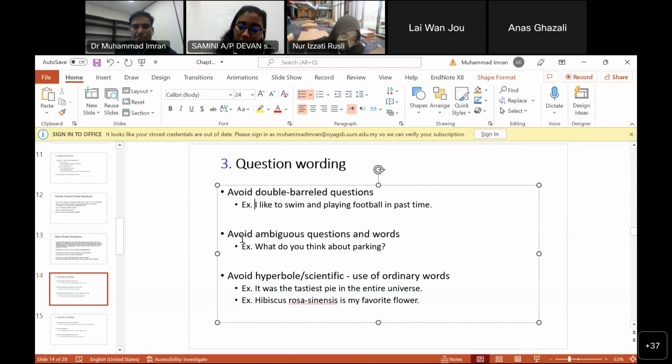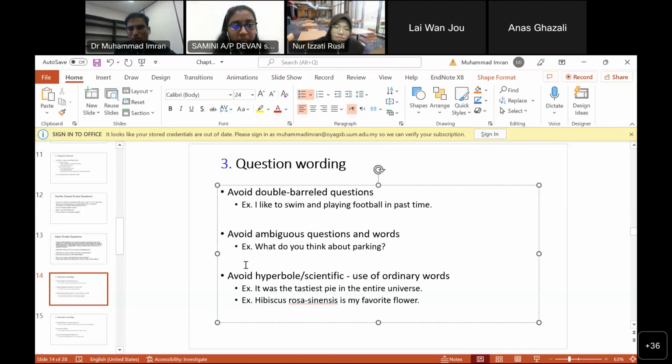Okay. Avoid ambiguous questions and words. "What do you think about parking?" It can mean different things, so it is ambiguous. Everybody knows parking is used for the car, but maybe it could also mean "Where is the parking?" So ambiguous questions and words should not be used.